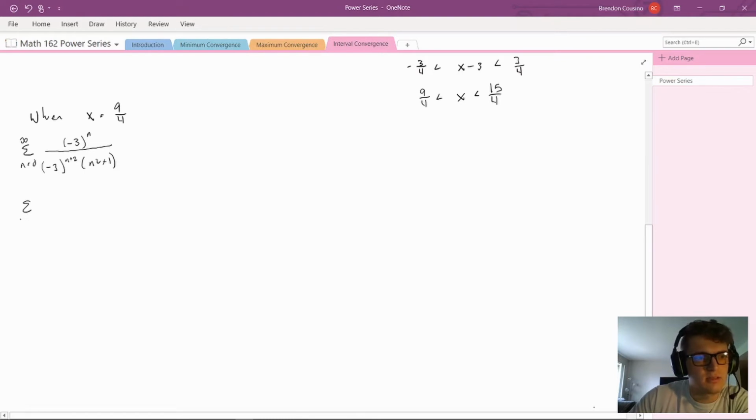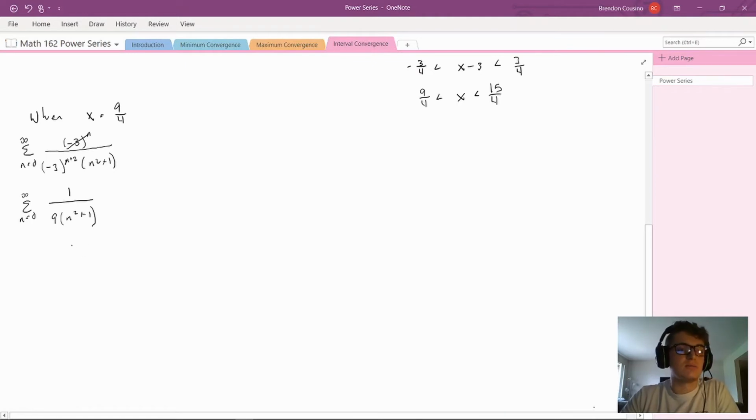Now we want to simplify this. The summation is n equal to 0 to infinity. We can cancel out this negative 3 to the n and the exponent of n there. So this is just going to be 1 over, and then negative 3 squared is going to be 9 times n squared plus 1. Okay, so now we need to run one of our convergence tests on this.